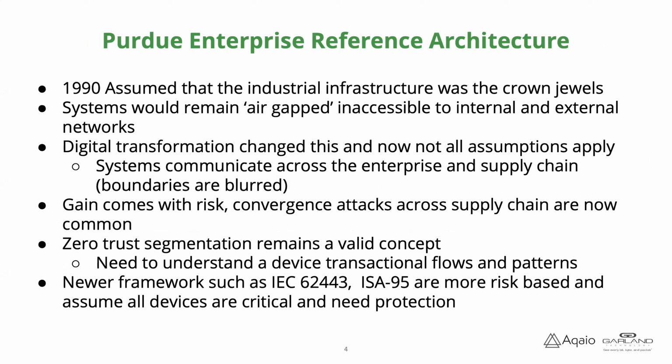So in the 1990s, 30 years ago now, we came along with the Purdue model. That was on the basis that systems would be air-gapped and inaccessible to any network. Just move forward now and think of it now. Transformation and the way that we work has made this completely impossible, really. Systems communicate across multiple boundaries. The gains that we've gained by that change in the way we work bring in different attacks and different ways.